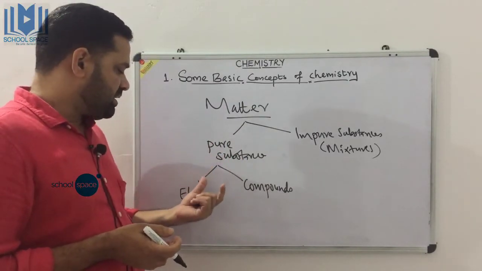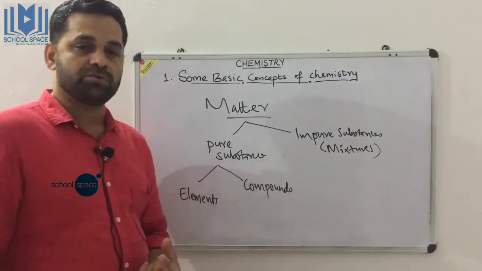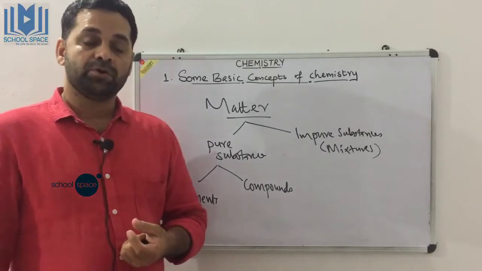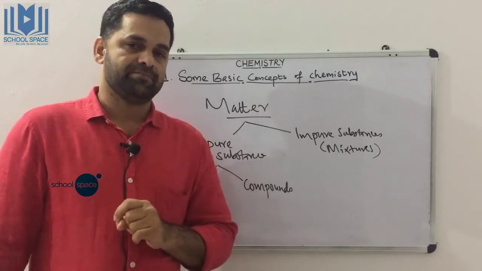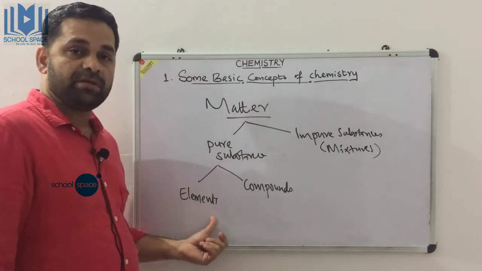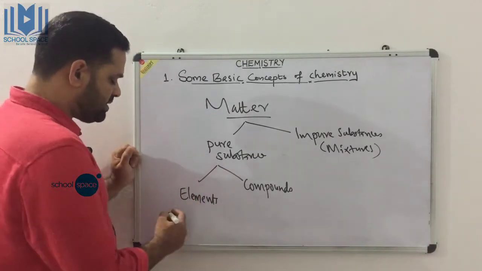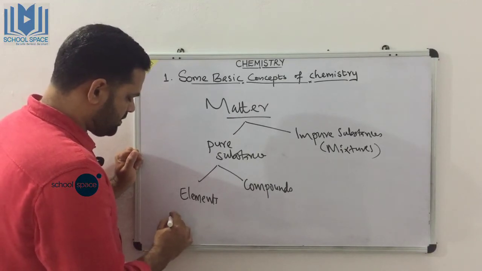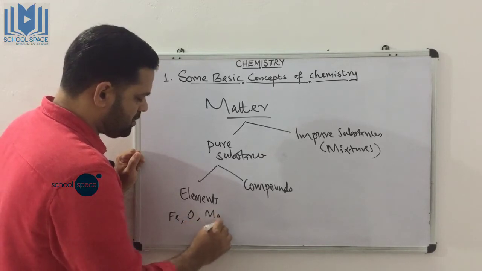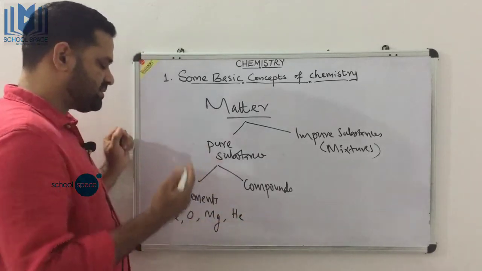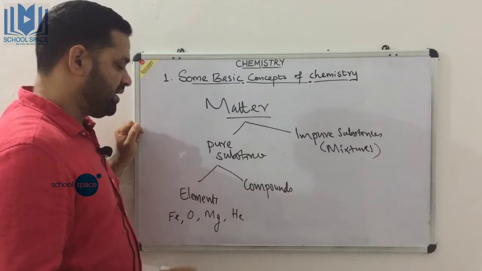And these pure substances are of two types, elements and compounds. So what are elements? Elements are the pure substances which are made up of only one kind of atoms. Examples for elements are iron, oxygen, magnesium, helium, etc. All these are examples for elements.